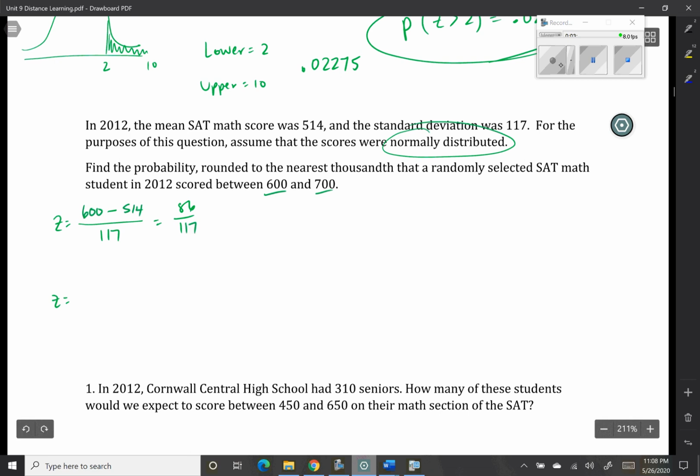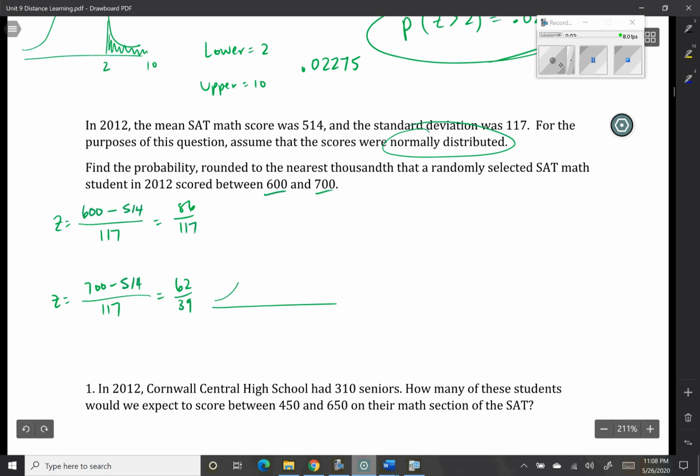Let's find the z-score for 700. We'll do the same subtraction of 514, not 15. That was a silly mistake. Divided by 117. This is probably also not going to be a nice number. So we wind up getting a fraction here of 62 over 39.